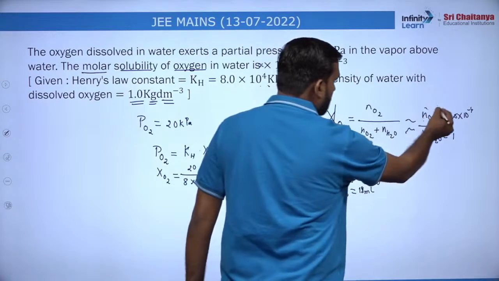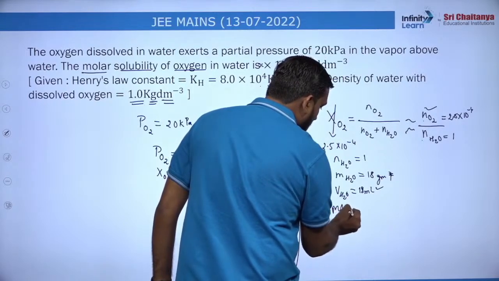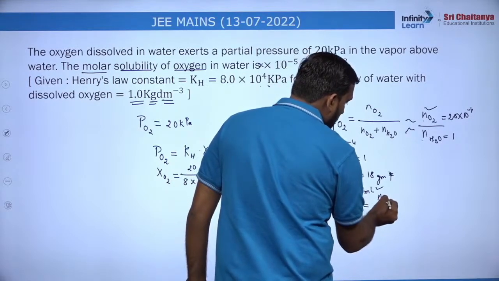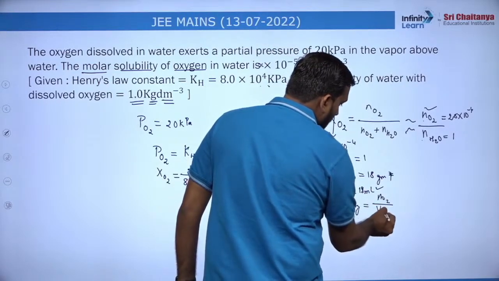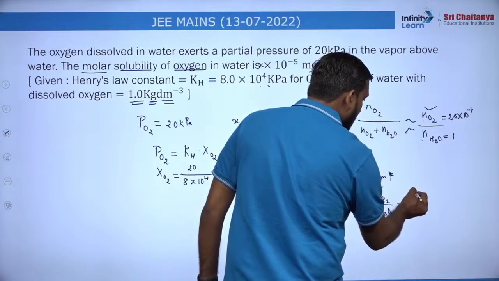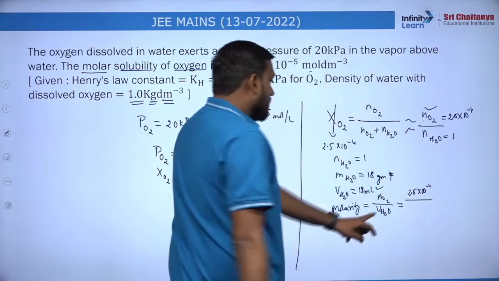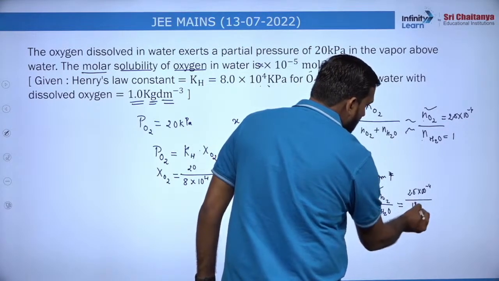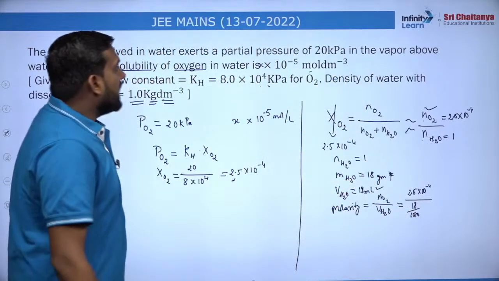Now you know the moles of oxygen, you know the volume, you can easily calculate the molarity. So the molarity will be equal to moles of solute, that is n of O2, upon the volume of the solution, that is water volume. The moles is given as 2.5 into 10 to the power minus 4, divided by the volume of water, which is basically 18 ml. So you can write this as 18 upon 1000. Once you solve this, you will get the correct answer of this question.